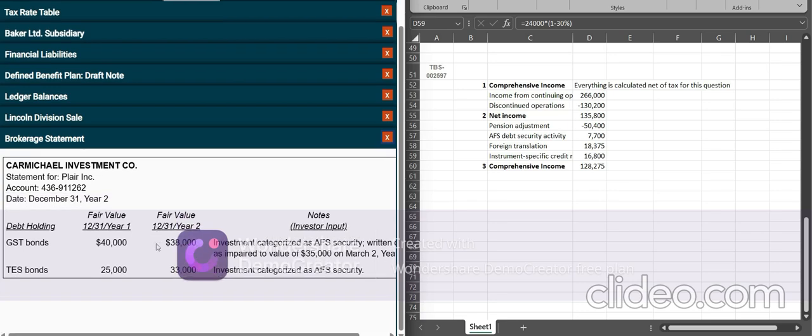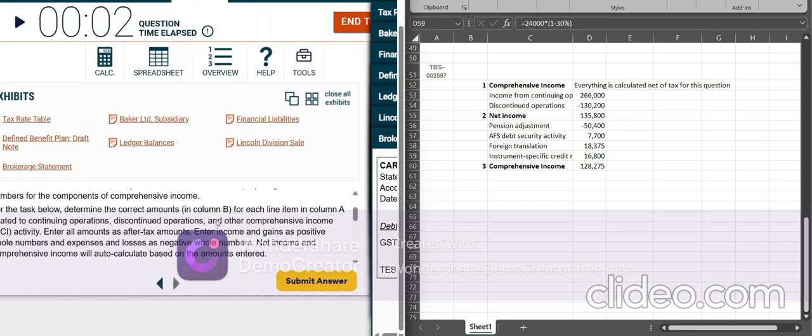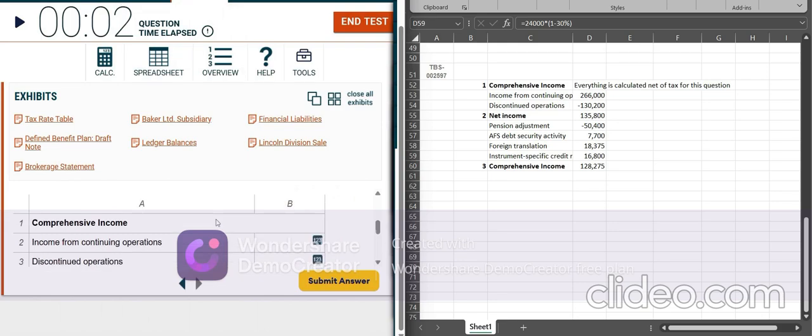Now let's have a look at the last exhibit, which is the brokerage statement exhibit. In this exhibit, they are talking about two bonds. One is the GST bond and the other is the TS bond, and their fair value is given as of 31st December year 1 and 31st December year 2, and some notes are given. Let's go through the simulation now.